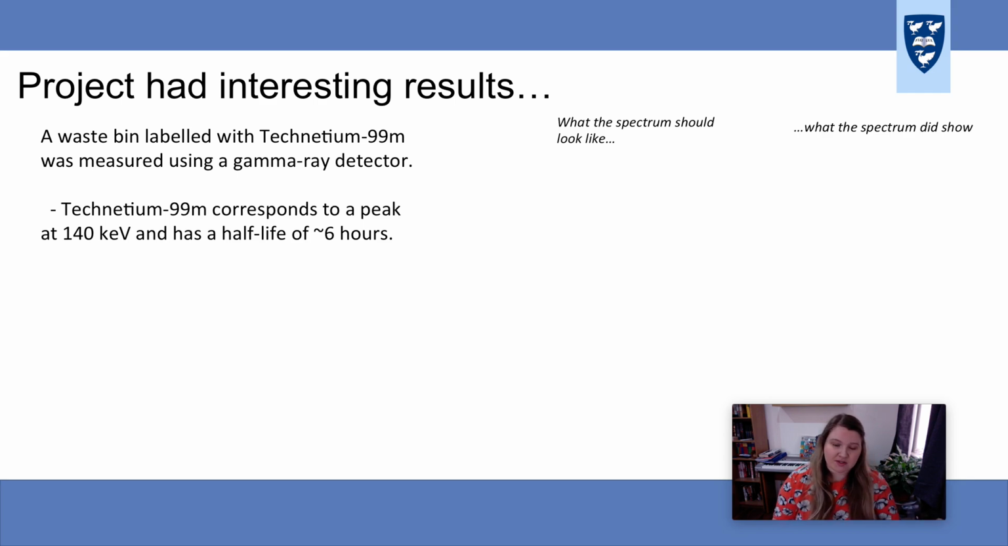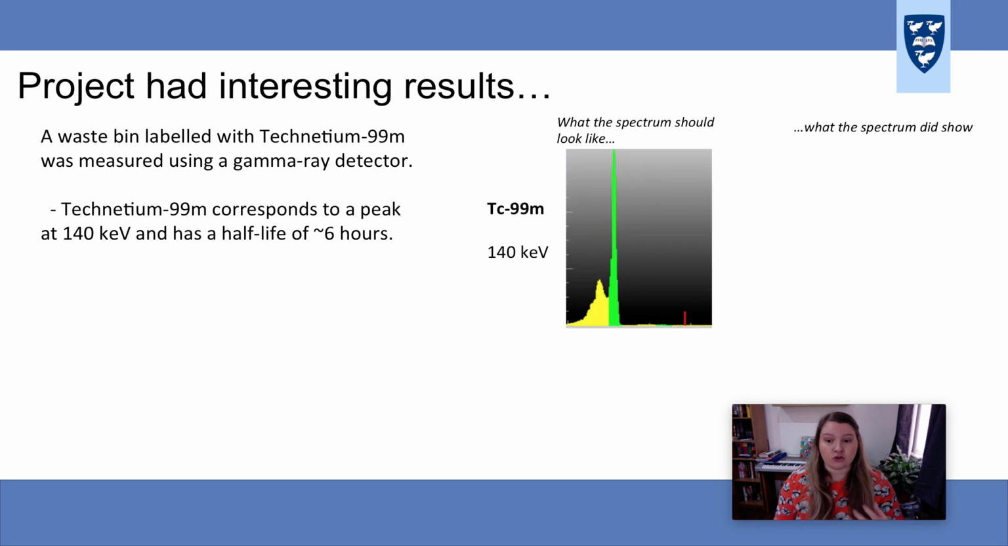One of these waste bins that I was given was labelled with technetium-99m. This is a radioisotope used in diagnostic imaging in hospitals, and it corresponds to a gamma energy peak at 140 keV. It has a half-life of 6 hours, which means it's suitable for imaging because the radioisotope will decay away quite quickly. Now, the energy spectrum should look like this.